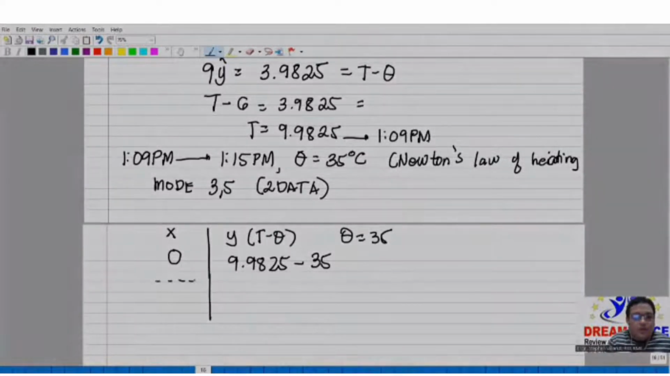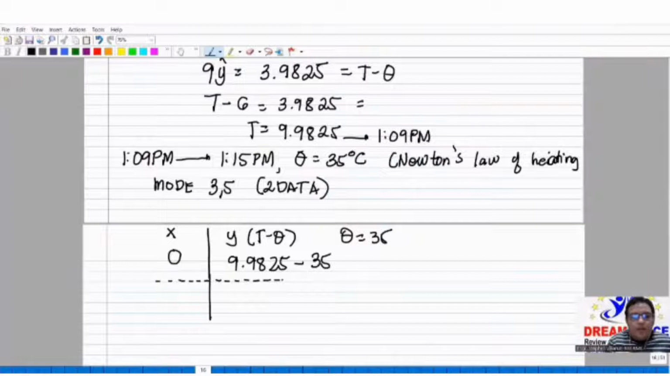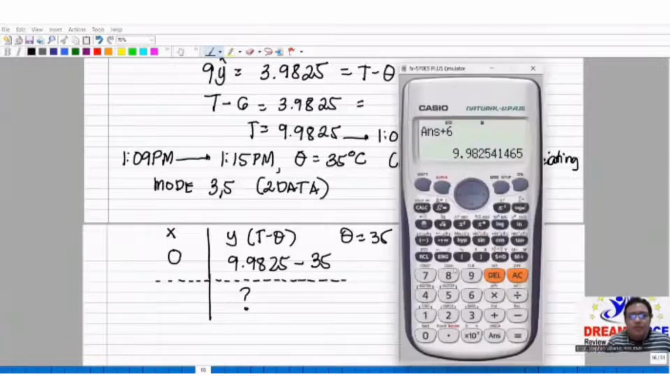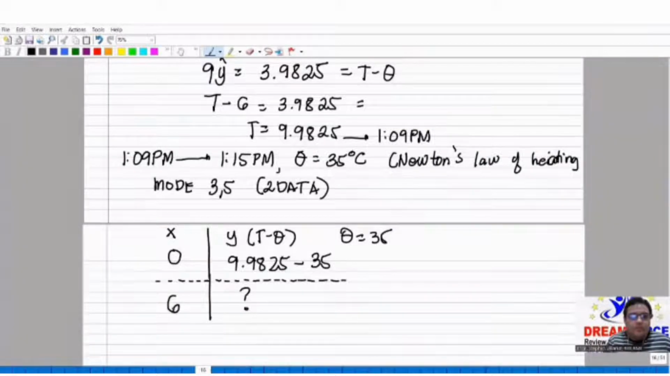So ngayon, ang problema natin is hanapin yung temperature at 1:15 p.m. So ilan bang minutes yan after 15 minus 9? Okay, 6 minutes. Okay, at time t equal to 6 daw. Okay, so ang problema natin dito isang data.